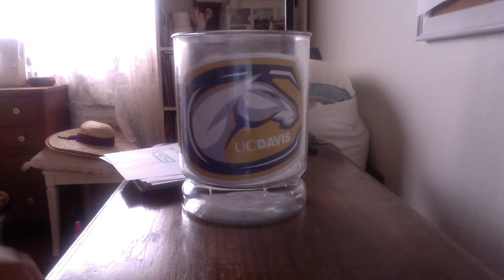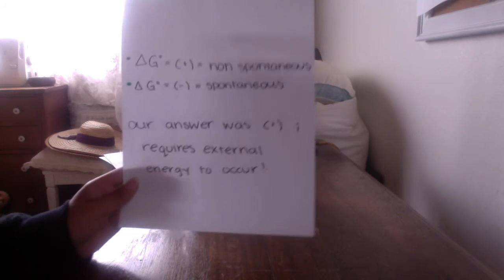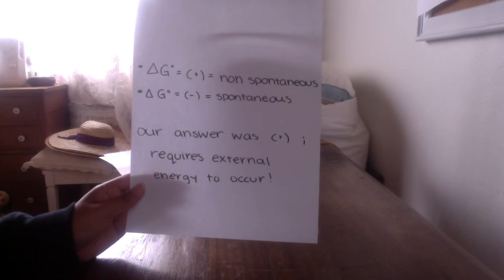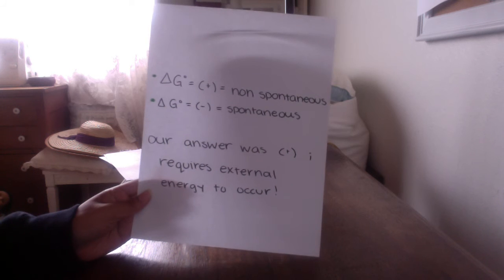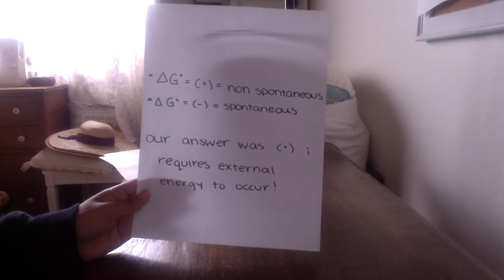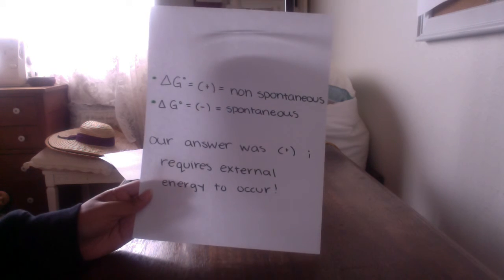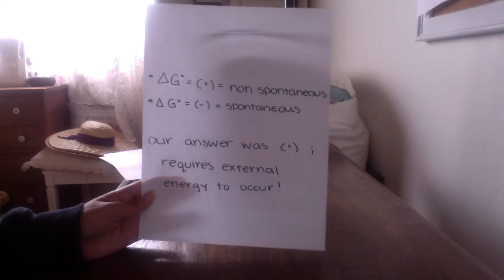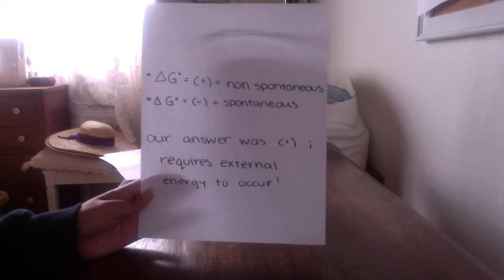So I also promised you that we would be able to see if this reaction was spontaneous or not. So it is important to know that delta G, if it is positive, it is non-spontaneous, and if it is negative, it is spontaneous. So in our case, we had a positive 92.8 kilojoules per mole, which means this is a non-spontaneous reaction, which also means that it requires external energy in order for this reaction to occur.